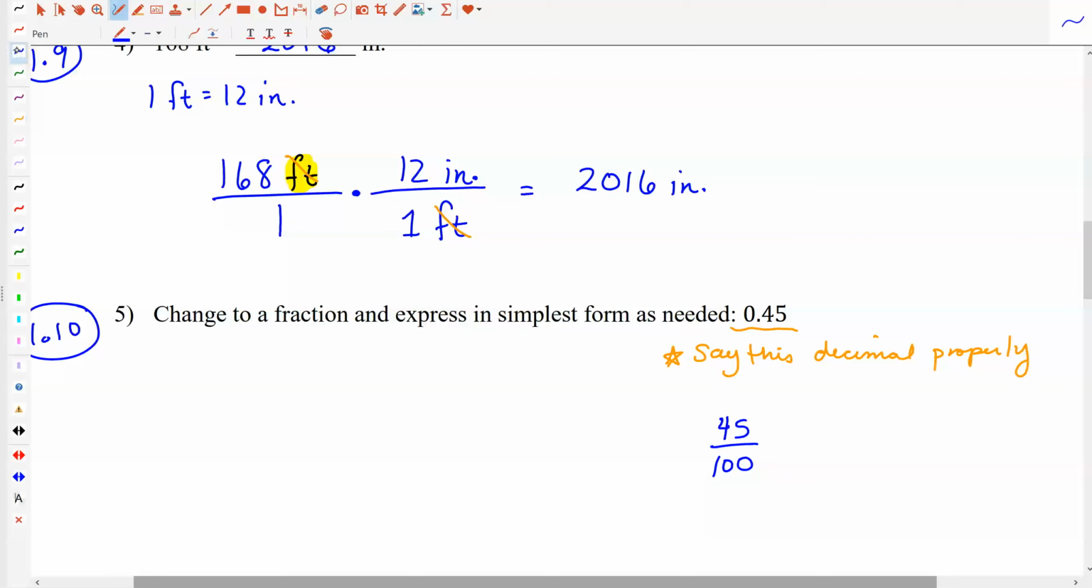Now we're going to simplify this. There is something that goes into both 45 and 100. It is 5, so I will divide it out from both numbers. 45 divided by 5 is 9, and 100 divided by 5 is 20. Nothing goes into 9 that also goes into 20, so that is my simplified fraction.